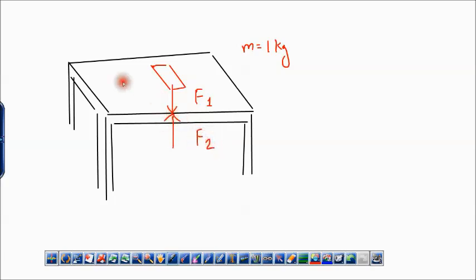The book's force is called action. The table's force is called reaction. And action and reaction are equal and opposite. Therefore, the book does not fall inside the table. At the same time, the book does not fly off from the table. Book जहाँ है वहीं पे है because balanced forces are there.